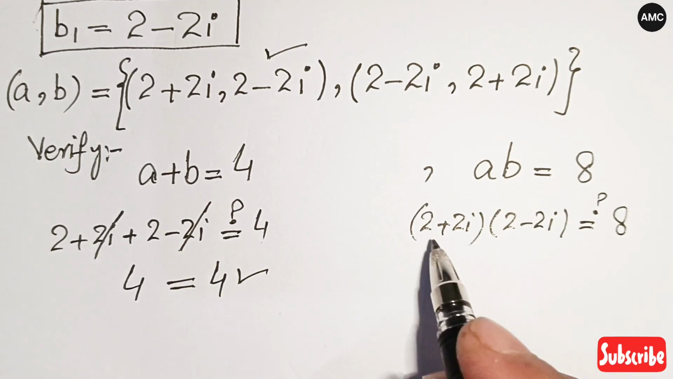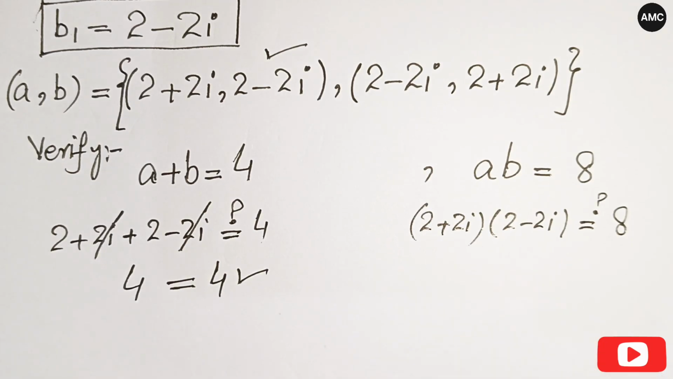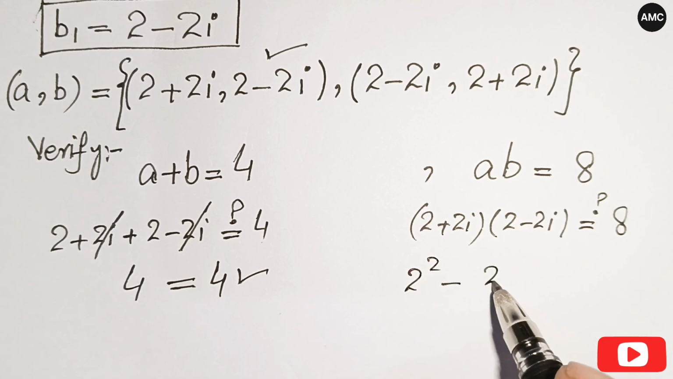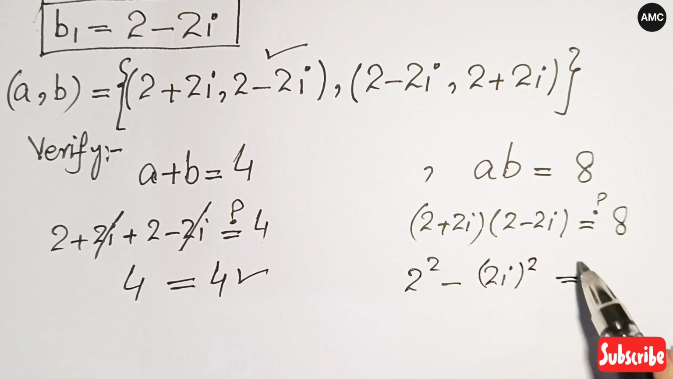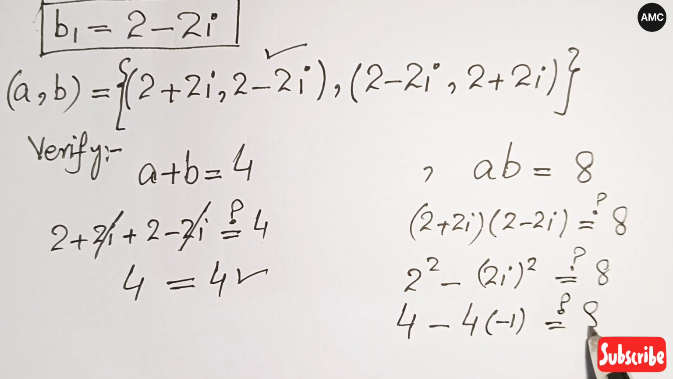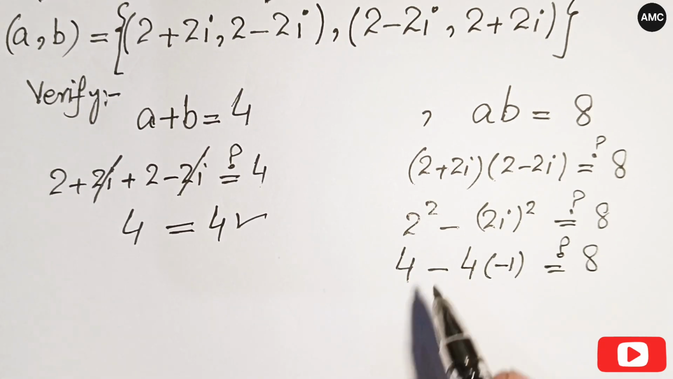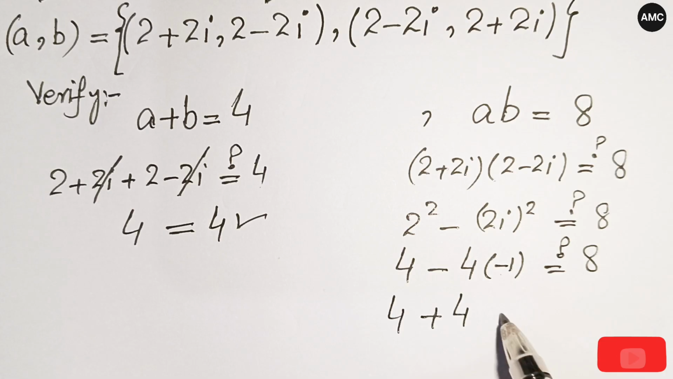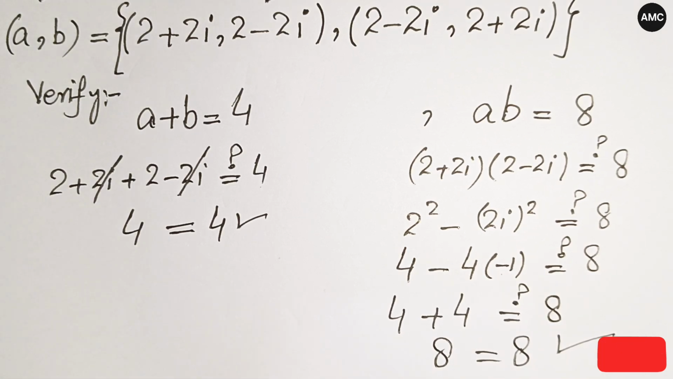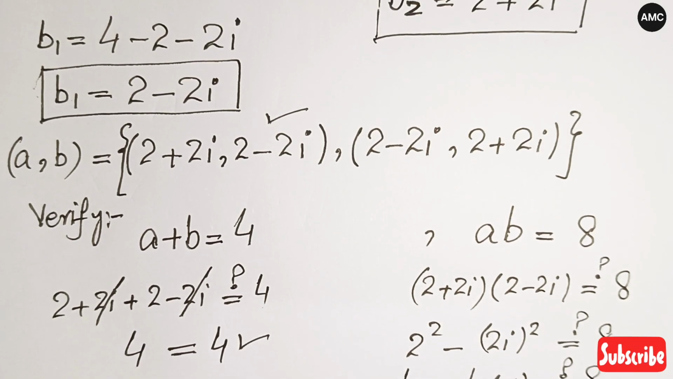Here we get a plus b times a minus b. According to the algebraic identity, a plus b times a minus b is equal to a squared minus b squared. So it will be 2 squared minus (2i) whole squared. Is it equal to 8? Here 2 squared is 4, and minus this 2i squared is 4 times i squared, and i squared is minus 1. So our next step will be 4 minus times minus is plus, 4 times 1 is 4. Is it equal to 8? Yes, 4 plus 4 is 8, equal to 8. So hence both our equations are valid for this value of a and b.